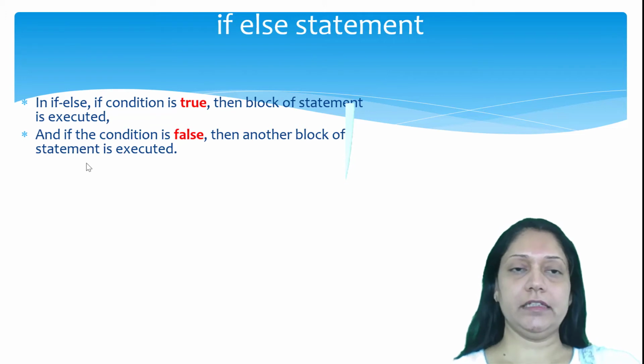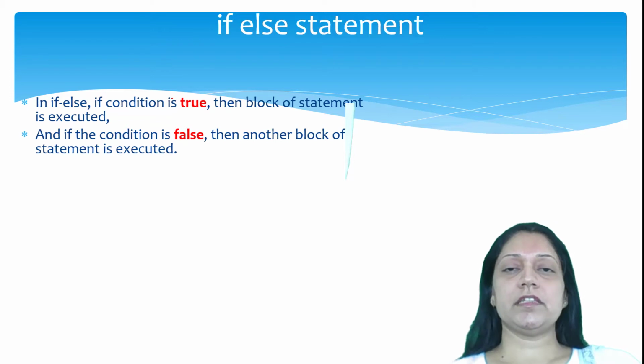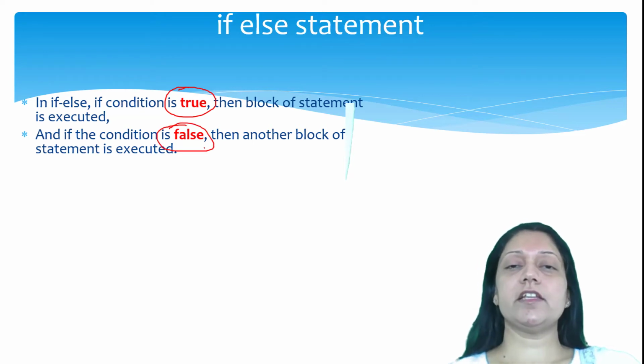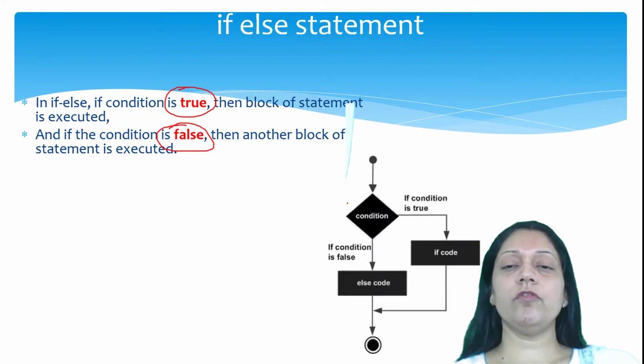Today we are going to see the next type of if statement, that is the if else statement. In if else statements, we are going to have two specific statements. One statement would be executed if the condition is true, and we'll have another block of statements which will be executed if the condition is false. Let's understand this with a simple diagram of the if-else statement.